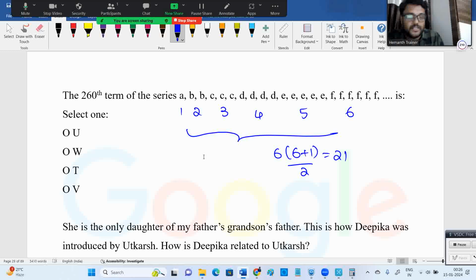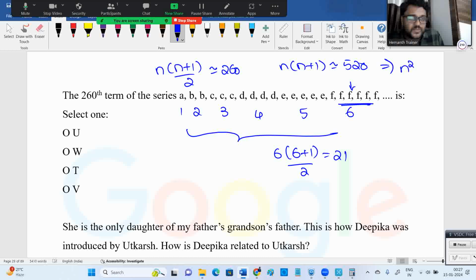Like the 260th term. The 260th term means n into n plus 1 by 2 should be near that 260, because it can be in the middle. This is also F up to 6 terms; in between also F is there. So n into n plus 1 should be approximately 520. If I take approximation, I can go close to that. N square, approximately, n plus 1 I am ignoring. N square is 520, which means n should be in the range of 25, square 625. So n should be around 23.